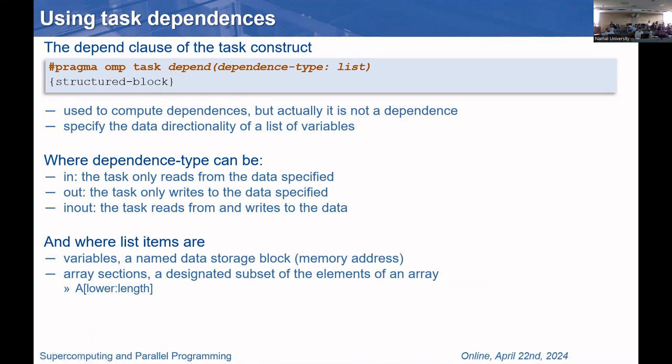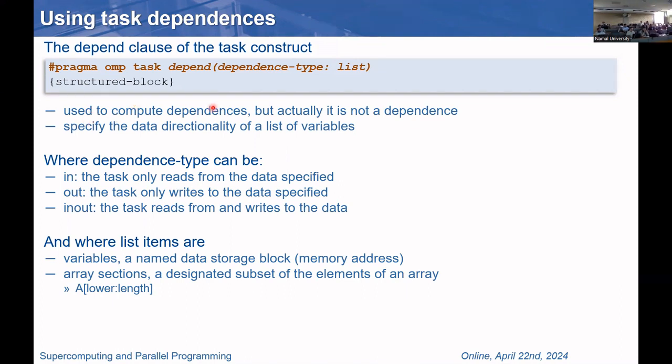The clause itself is pretty easy. It's just doing depend on a number of variables. We call that task dependencies, but actually what we mean is that we provide data hints. We provide hints on the data that is being used on the task. For each task, we get which data is actually being used, and from there, the runtime system determines if two tasks can be executed in parallel or not. Let's see how we do that.